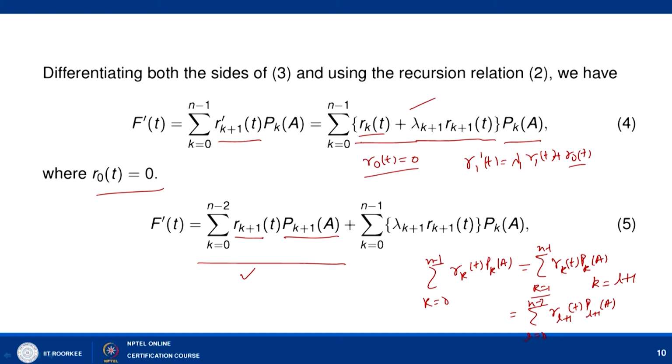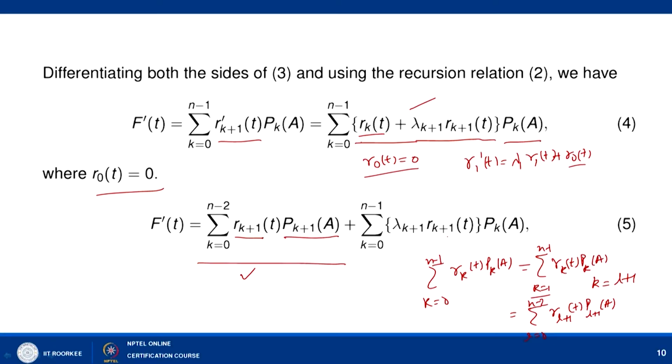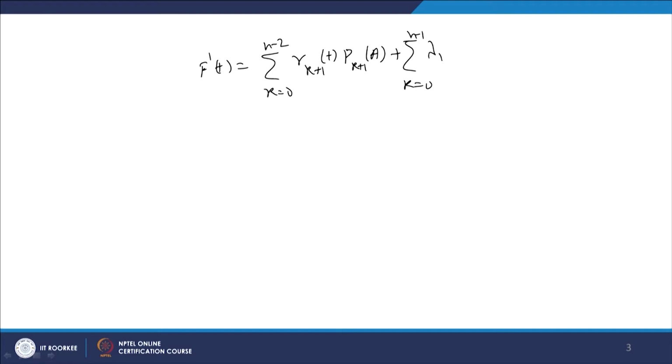Now, we want to show that f dash t minus a f t is equal to 0. For that we can look here: we have f dash t equal to summation k equal to 0 to n minus 2 of r k plus 1 t, p k plus 1 a, plus summation k equal to 0 to n minus 1 of lambda k plus 1 r k plus 1 t into p k a.